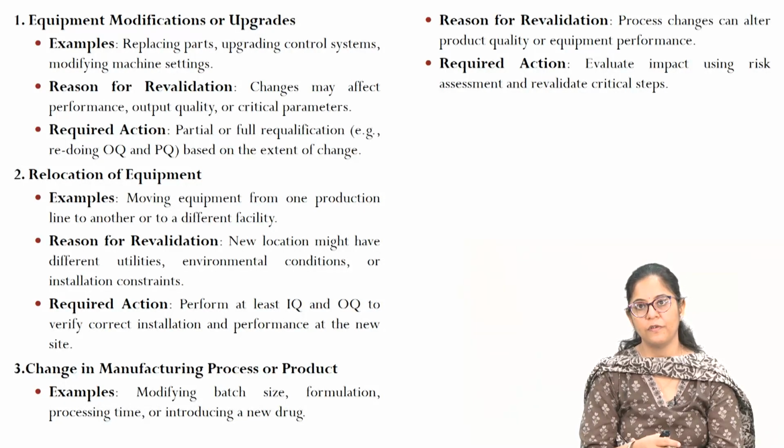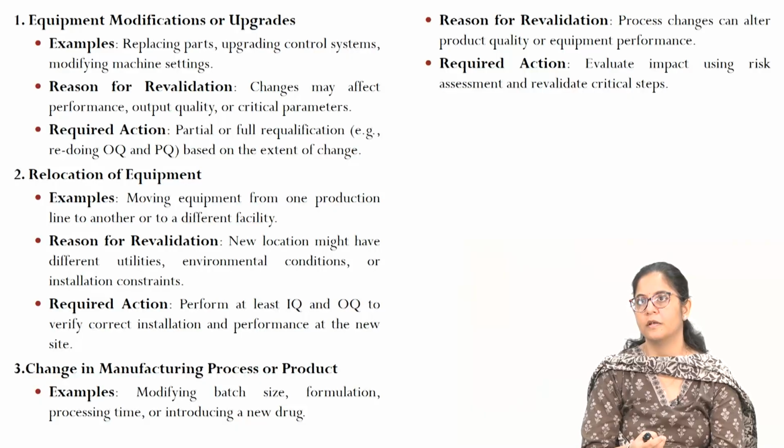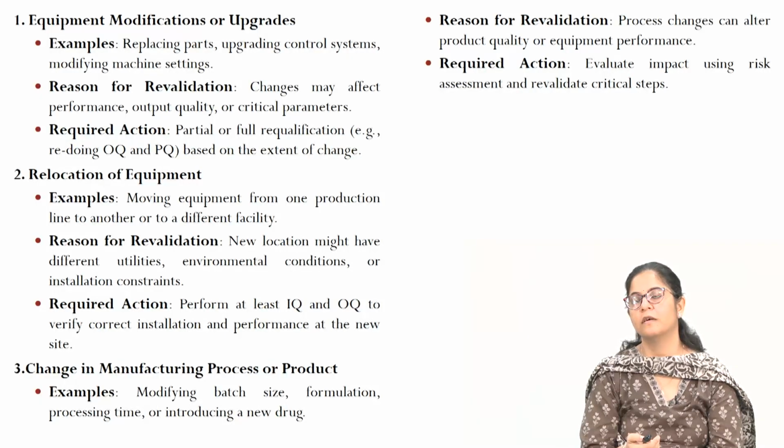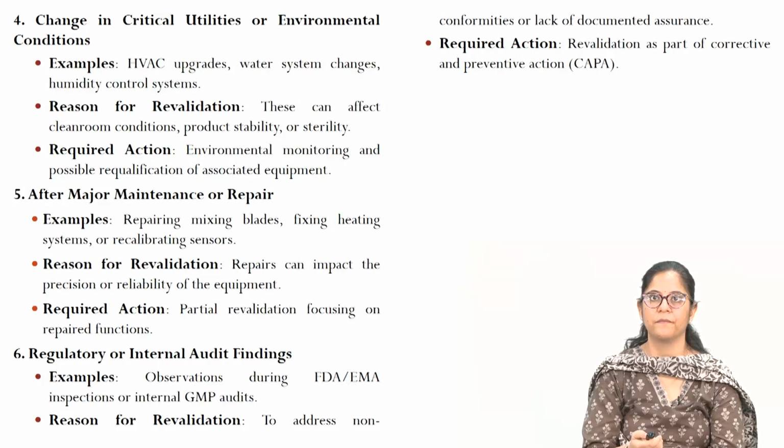Changes in the manufacturing process or product, for example modifying batch size, formulation, processing time or introducing a new drug. The reason for revalidation could be process changes that can alter product quality or equipment performance, and the action which is required is evaluation of the impact using risk assessment, and then thereby revalidating the critical steps.